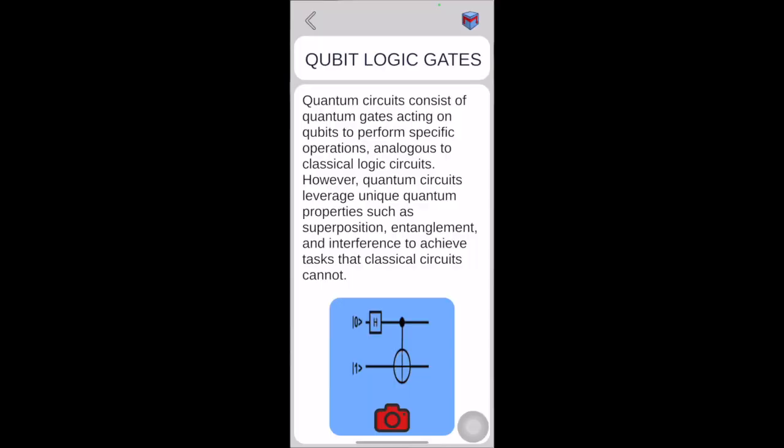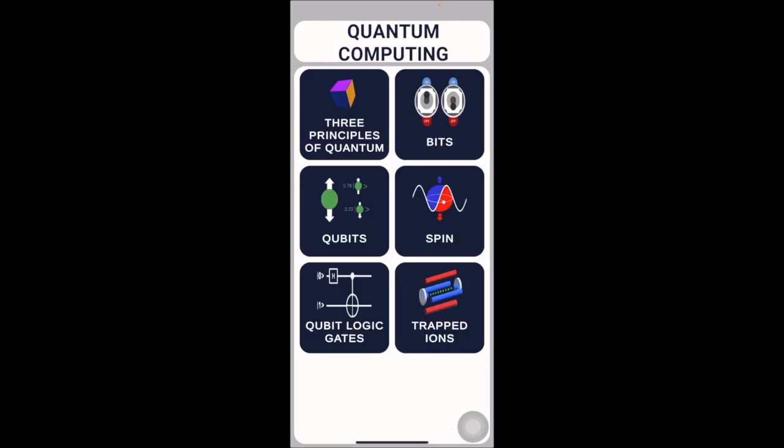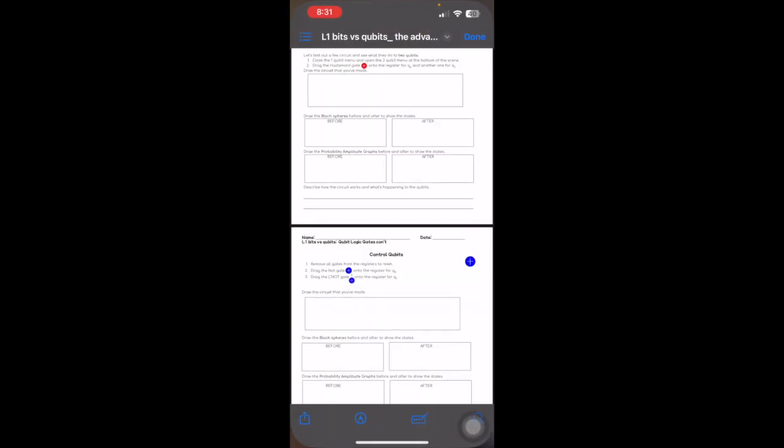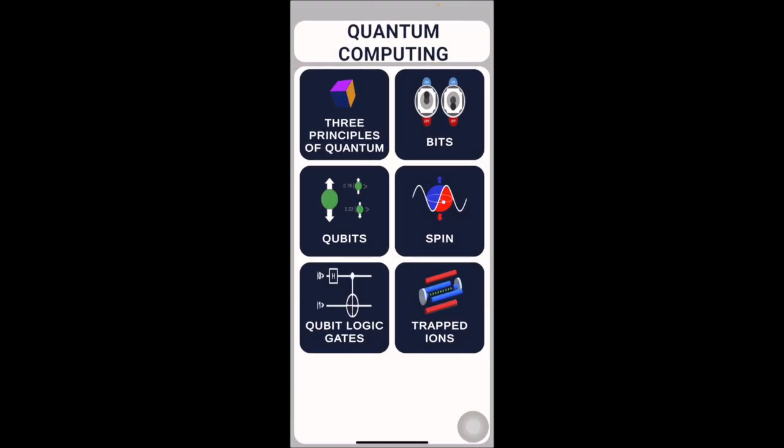And so that's it. There's a little bit more information in the lessons and in the app, but that's all we're going to go over today.